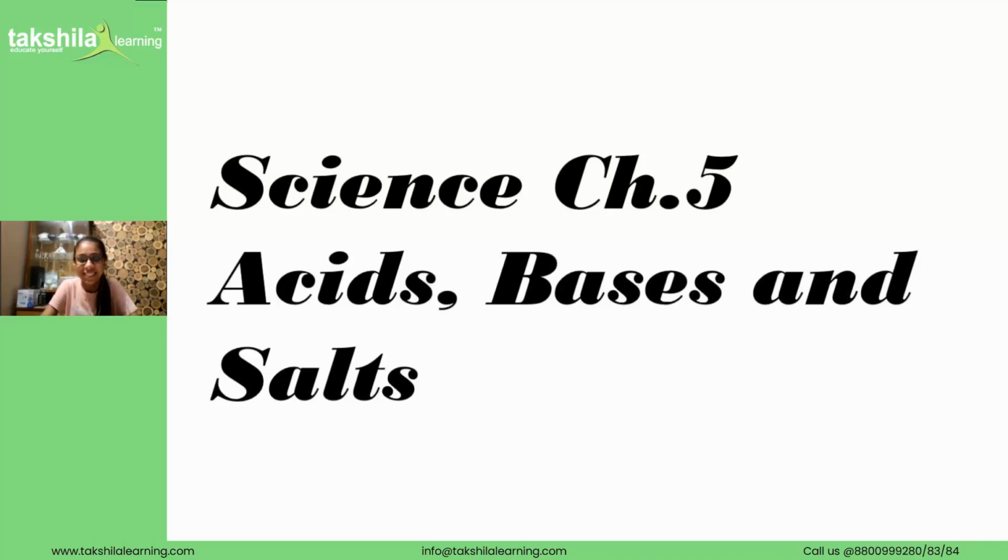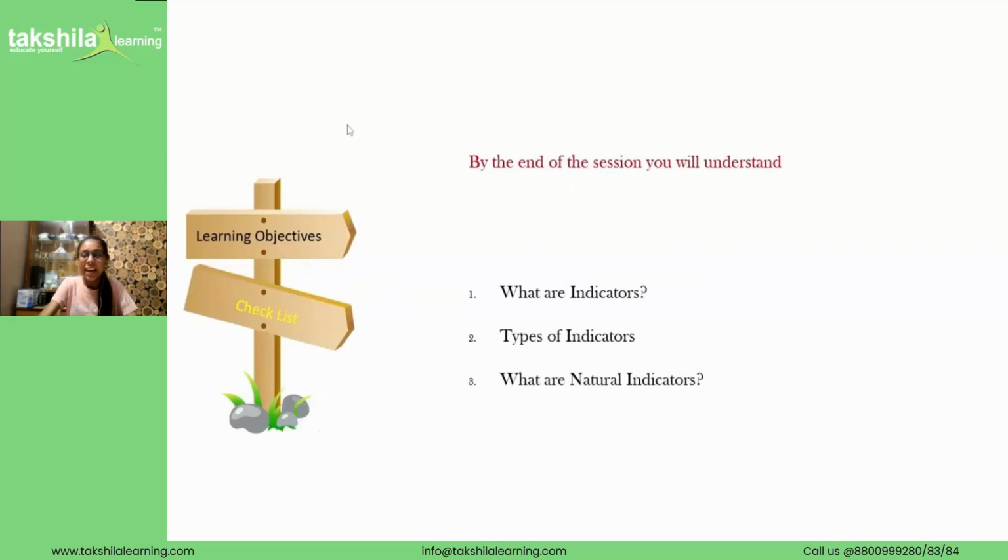So let's start, and today we'll be doing the most interesting chapter of your science NCERT book, which is chapter number 5, Acids, Bases and Salts. I hope you can see the presentation. By the end of today's class, you will know what indicators are, how many types and what types of indicators there are, and also what we mean by natural indicators.